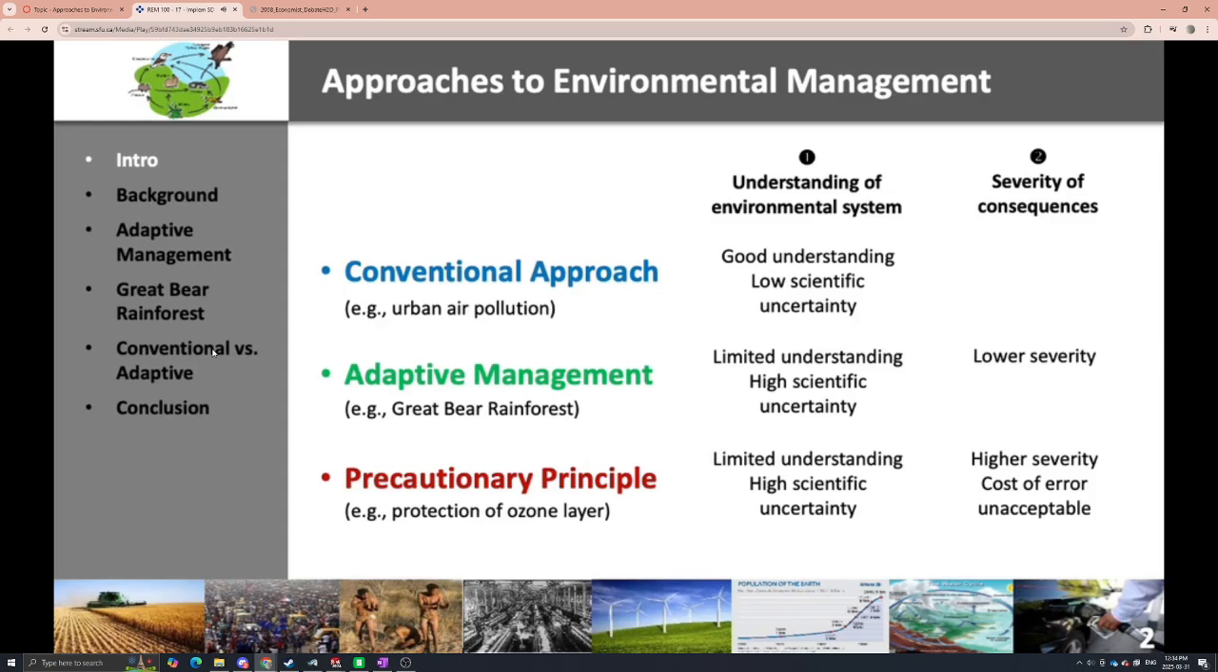In the last lecture, we talked about the conventional approach to environmental management, which is most suited for problems that are relatively simple and where we have pretty good scientific knowledge, or another way of saying that is there is low scientific uncertainty. Unfortunately, many of the environmental challenges we face are not as simple as the problems we outlined under the conventional approach.